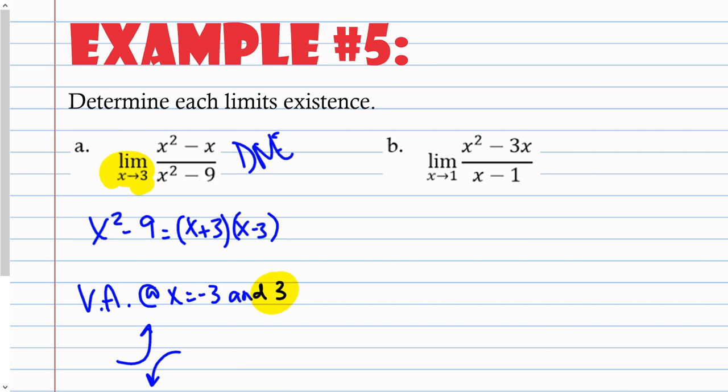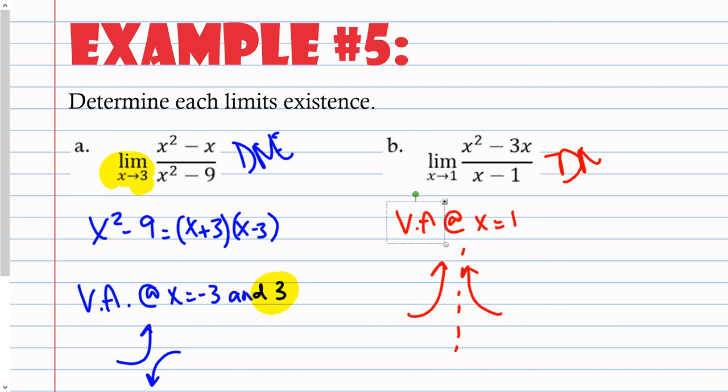B, same idea. Think about it. There's a vertical asymptote at x equals 1. So you know there's something along these lines, maybe something like that. Maybe it's going down instead of up. That should click in your brain that the limit's not going to exist. So we would say DNE. Okay, same idea.